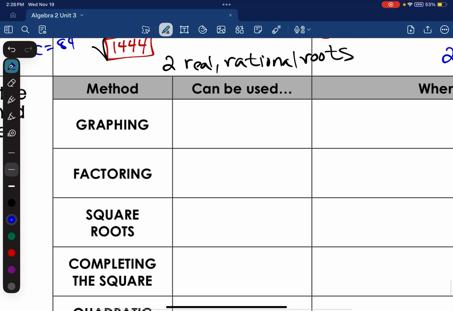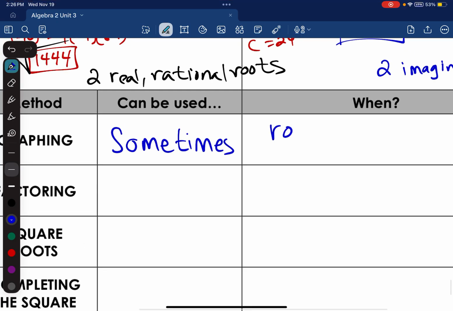So, graphing can be used only sometimes. We want to use it when roots are integers. Remember, that's whole numbers. Can we do it with fractions? Yes, but graphing is a little bit harder to be exact when you have fractions and decimals. So we want to prefer it when roots are integers.